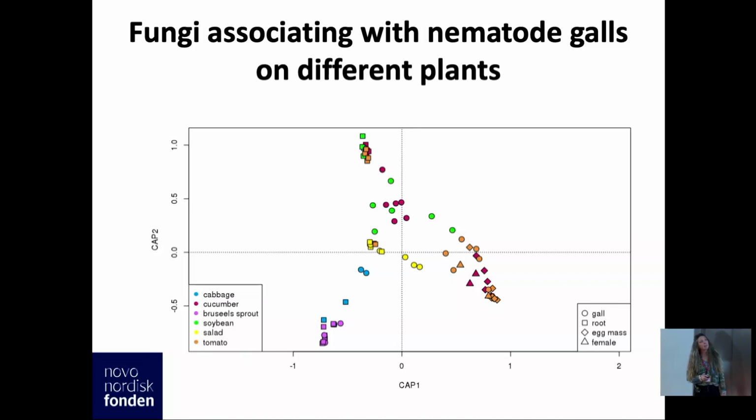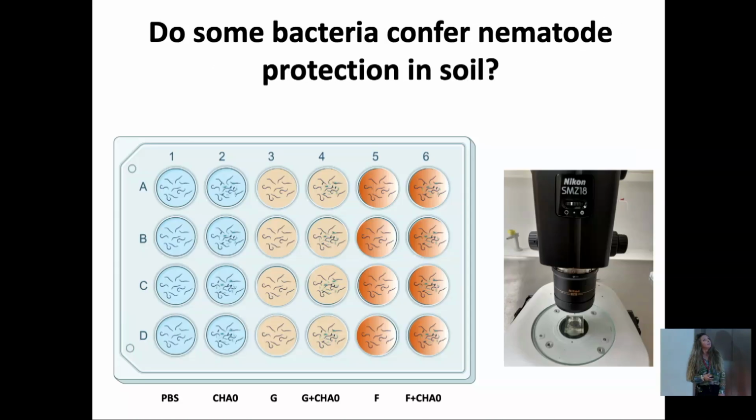And this CAP1 explained, I think, 44% of the variation and CAP2 24% of the variation. We also noticed a sort of clustering of fungal communities for the gall samples, which suggests that there may be some similarity in these fungal communities. We also explored how bacteria associate with second stage juveniles in soil and whether there are some protective taxa.